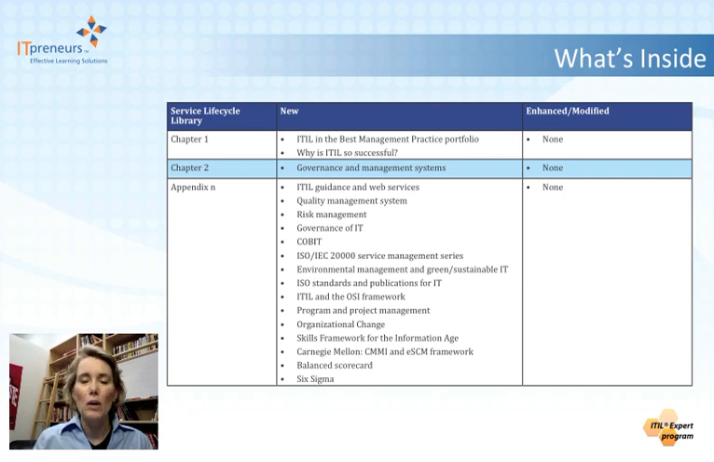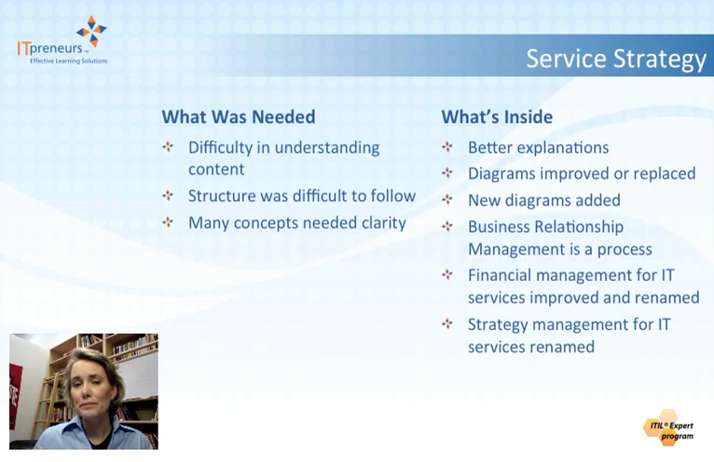There's also a section on why ITIL is important and successful in many organizations. In Chapter 2, there's a focus on governance and management systems that I didn't necessarily see in the previous editions. And then, of course, this appendix, with new guidance on supplementary types of frameworks: quality management, risk management, governance, COBIT. It's now a consistent appendix across all the books, although I had to put Appendix N because it's not the same letter associated with the appendix in each of the 5 publications.